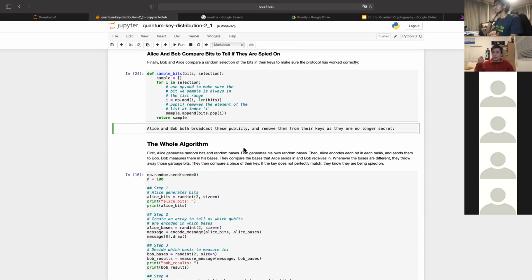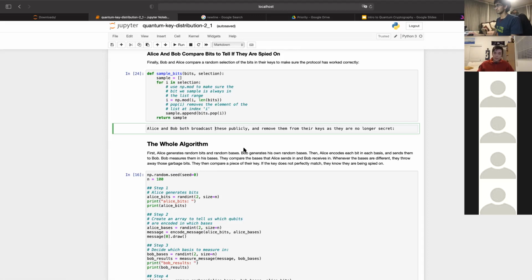And once they've compared whether there are sufficiently few errors, then there are two options. A, there are way too many errors. Then they're being spied on. They have to throw this away and find a new channel. Or B, everything is fine and they have the exact same string and they know that they haven't been spied on. It's a little bit of a statistic.